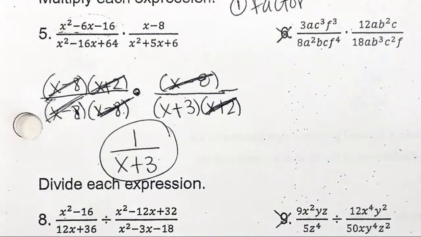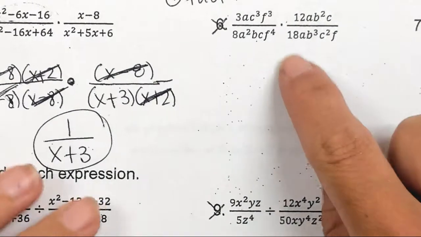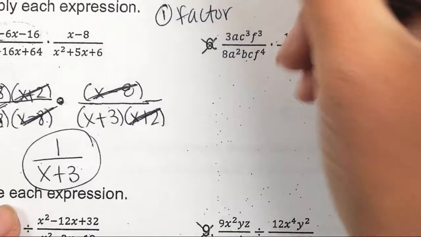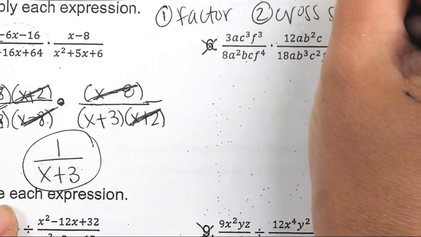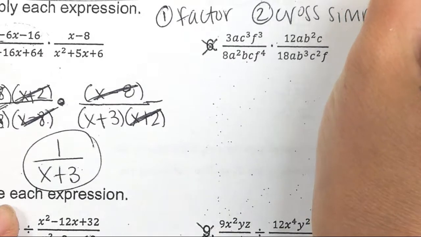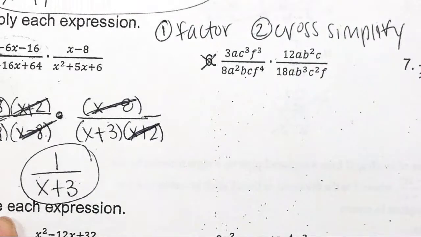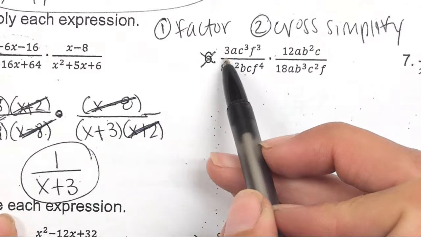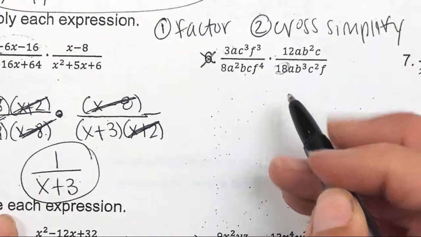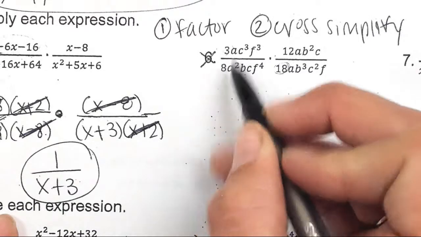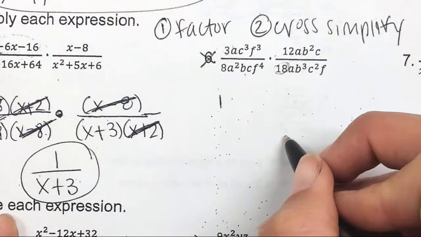So over here, we don't have to factor first because it's all one term. So we can skip straight into cross simplifying. So let's look at our coefficients first. So 3 and 18 both have 3 in common. So I can mark this out and put 1. Mark this out and put 6.